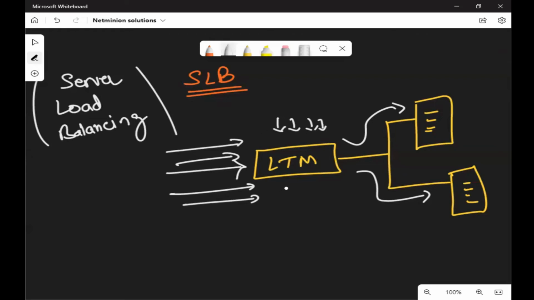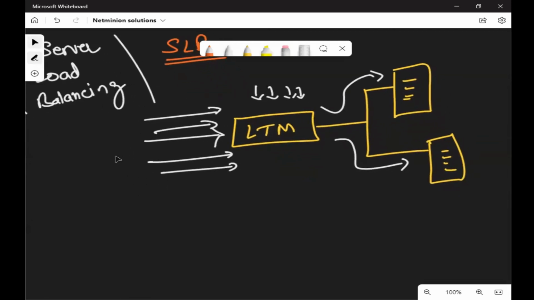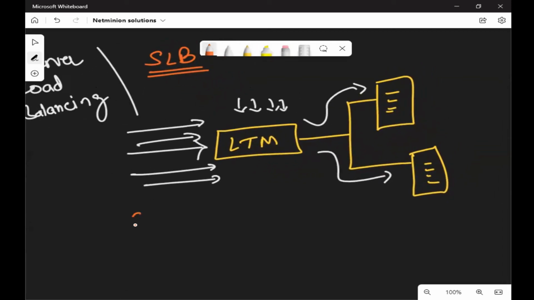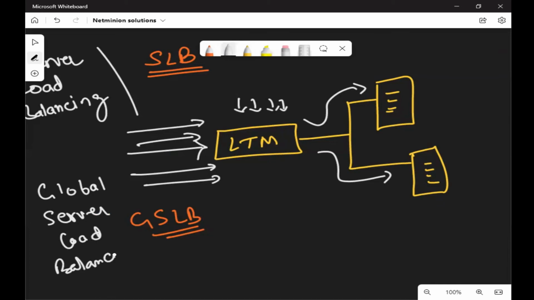But when it is doing that, is it going with multiple locations or the same location? Anybody? Same location. True. The second term, which you have already guessed, what I would ask is GSLB. What GSLB means, if I talk about the full form, let me just write it down. It is Global Server Load Balancing. In GSLB, load balancing will get performed, but across multiple geolocations. Is this point clear? Yes or no?